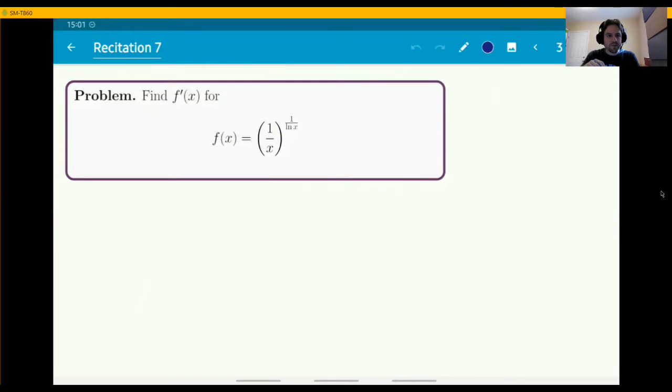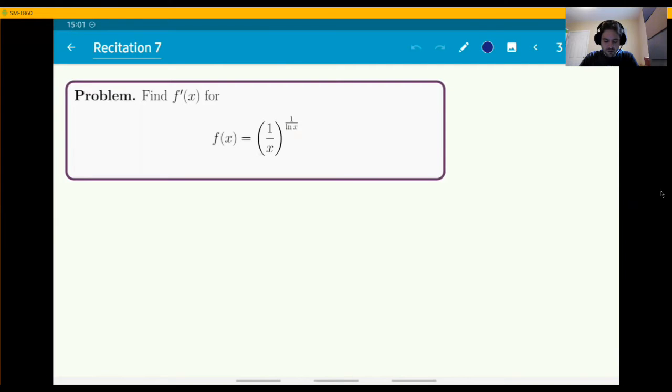Moving on to the next problem. This is kind of a tricky one, where the function is secretly simpler. I'm going to explain this after, but I'm going to first solve the problem, imagining that we don't see a simplification that happens here. Find the derivative of this function.